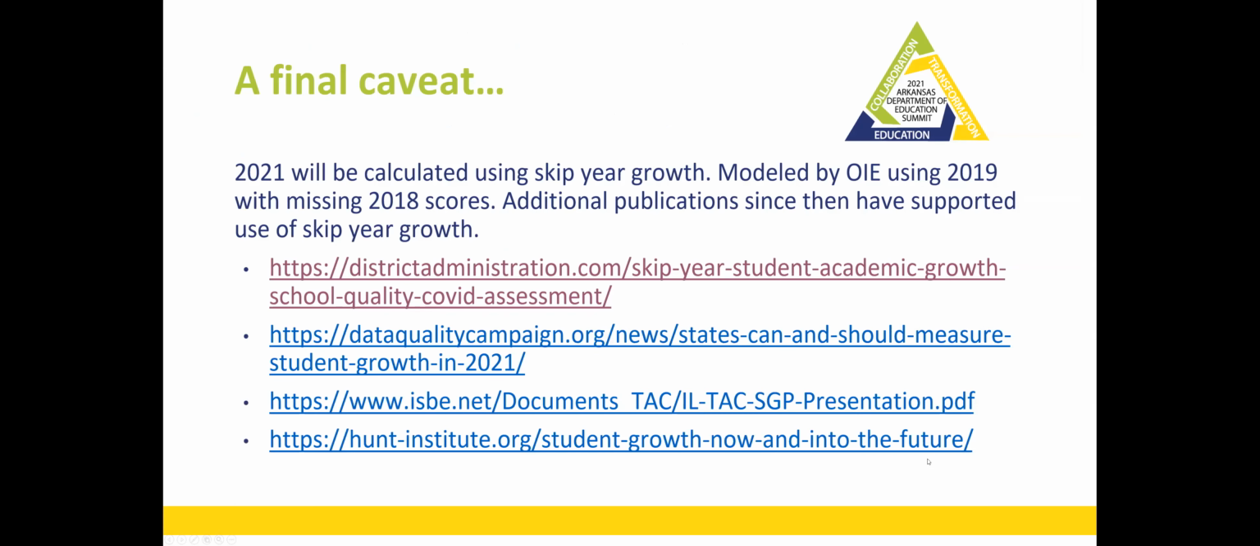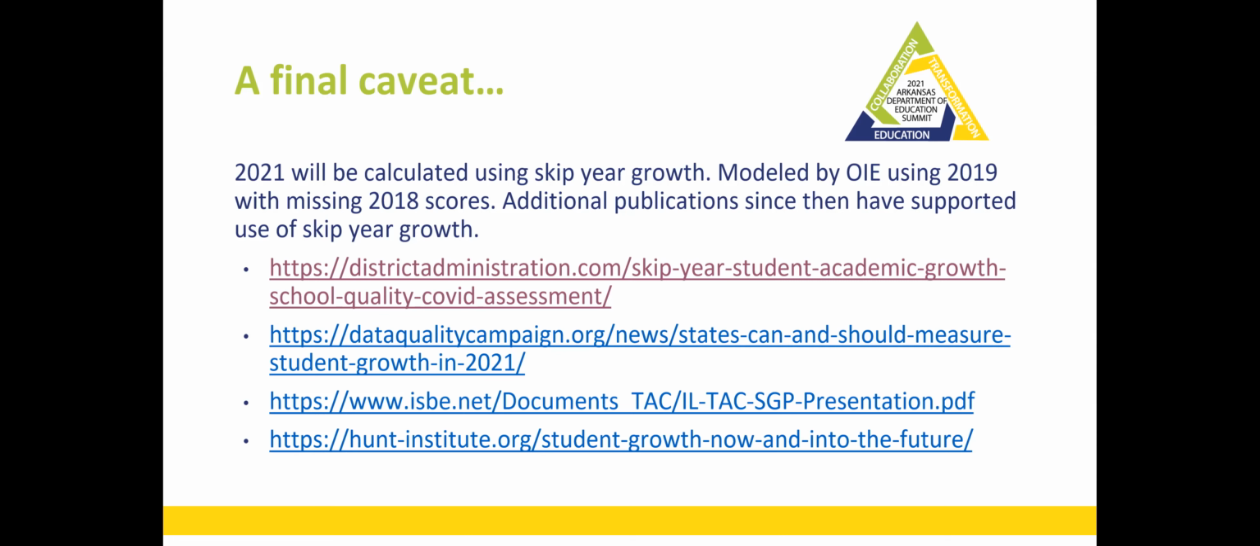Let me address this final caveat. In 2021, we will calculate skip year growth. We modeled skipping a year of growth back in May of 2020. We modeled it by using 2019 with 2018 as the missing score, so we could see what it might look like when we do 2021 with a missing 2020 score.